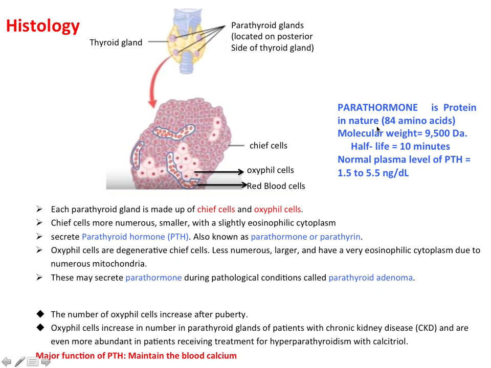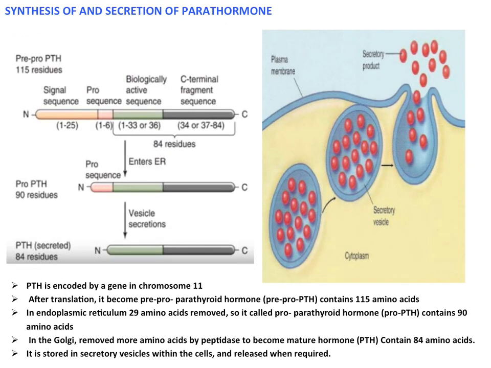So if we will discuss about the PTH or parathormone hormone, it is a proteinous hormone or peptide hormone having 84 amino acids. Its molecular weight is 9500 Dalton or 9.5 kilodalton. And the major function of this PTH or parathormone is the maintenance of blood calcium level in the body. Now the synthesis and secretion of the parathormone.